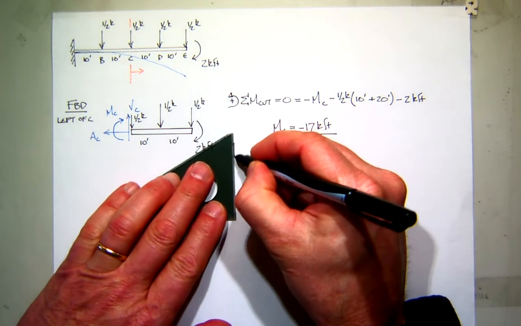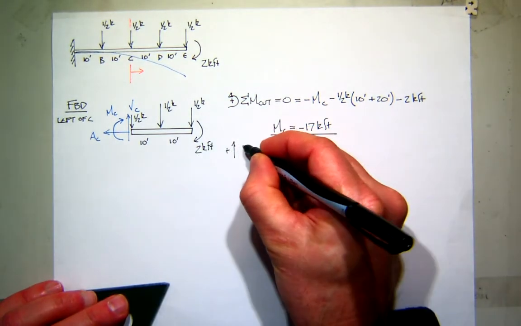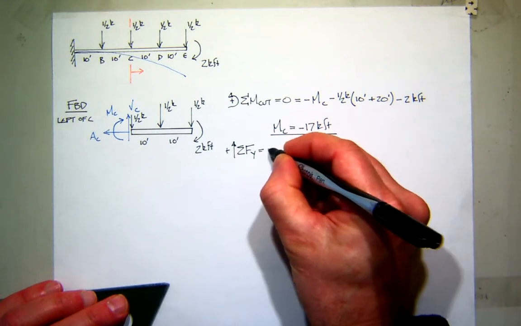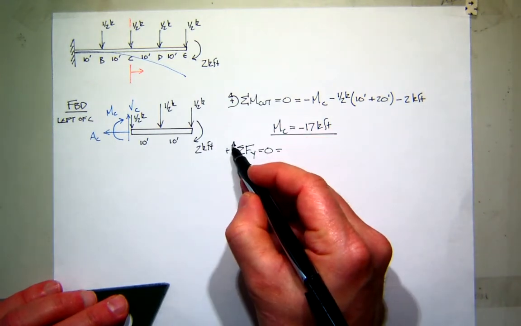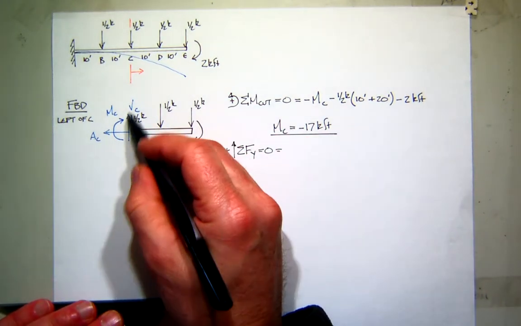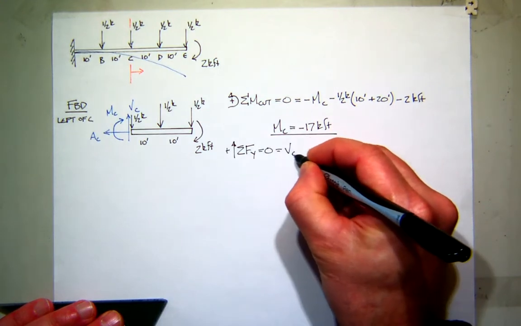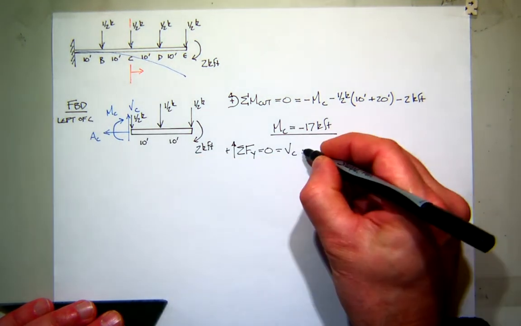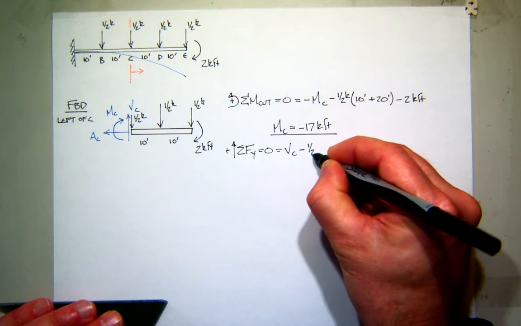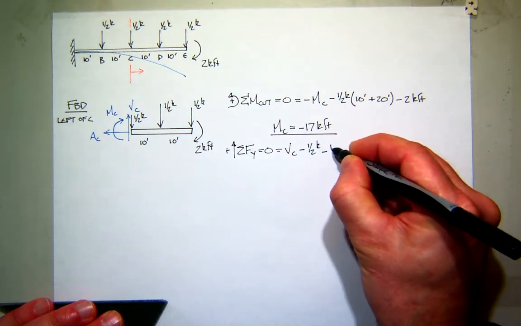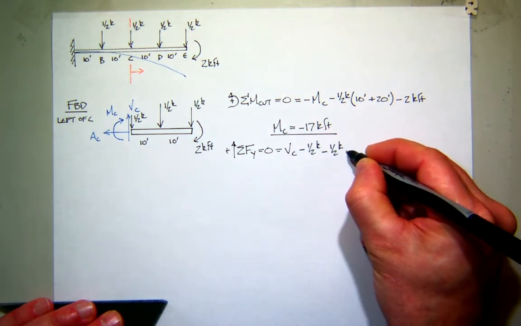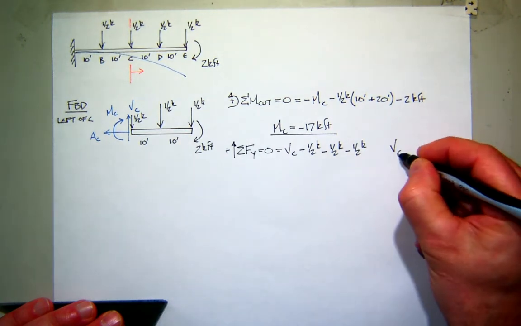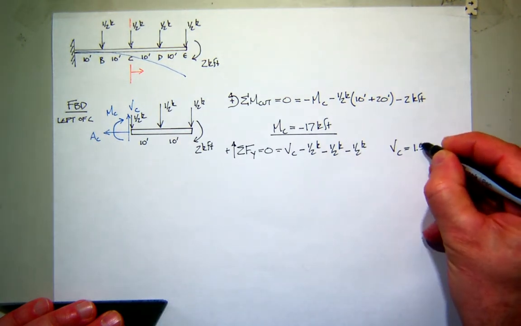So let's go ahead and look at my shear forces by summing forces in the y direction. I'll assume up is positive. So my shear force is up, and then I have 1, 2, 3 forces down, right? Minus a half, minus a half, and minus a half. So it looks like my shear at C is equal to 1.5 kips.